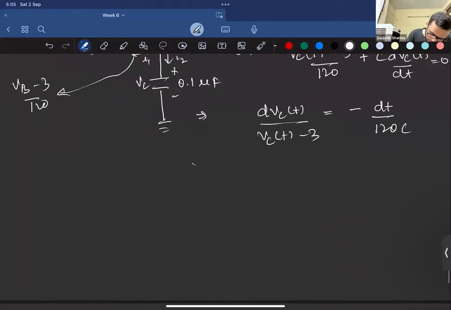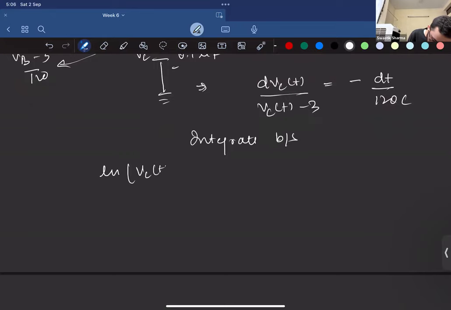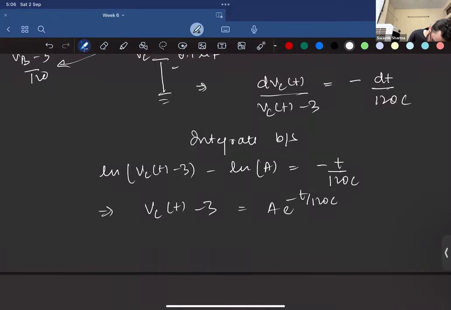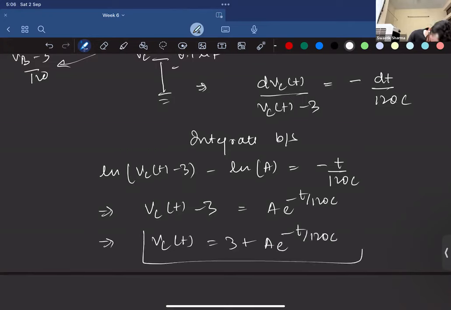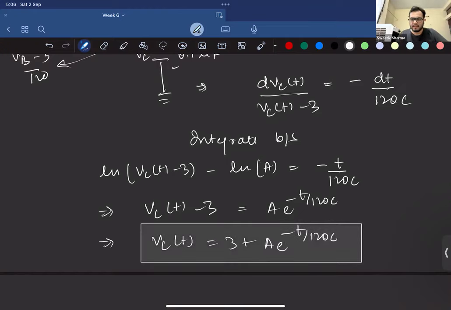So if I integrate both sides, it would be nothing but ln(VC(t) minus 3) equals minus t upon 120C plus some constant, which implies VC(t) minus 3 is equal to A e to the power minus t by 120C. So, did you understand this integration, Vanessa? Integration of 1 upon (VC(t) minus 3) is nothing but the natural log of that, right? Yes and no.